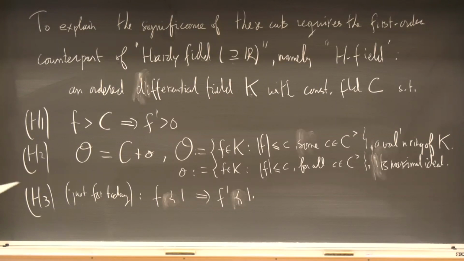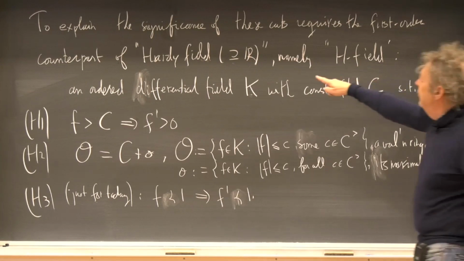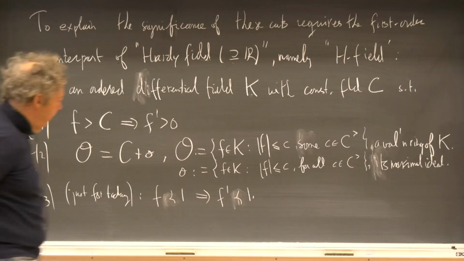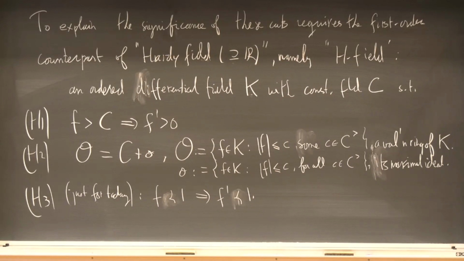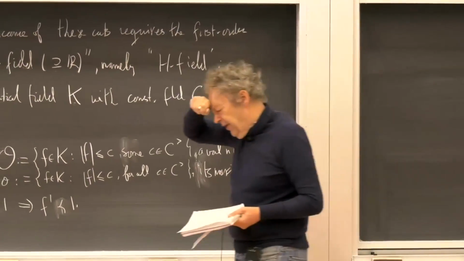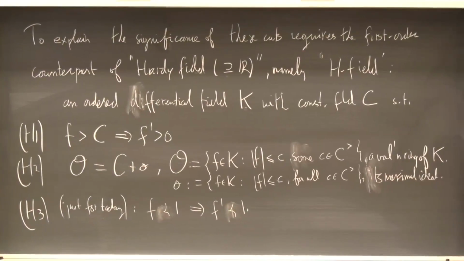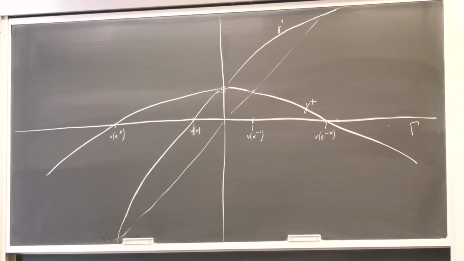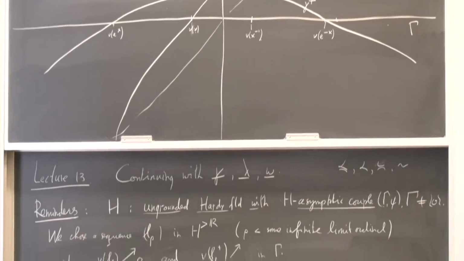Okay, now these H fields satisfy really the same universal properties as Hardy fields containing the reals. A lot of things that are true about Hardy fields are also true about H fields, and that's a part of the whole story that I don't want to go into too much. But in particular, an H field is an asymptotic field, and its asymptotic couple is H asymptotic, so it basically looks like that, where the dagger function is decreasing on the positive part of gamma and increasing on the negative part of gamma. That means of H type or H asymptotic.